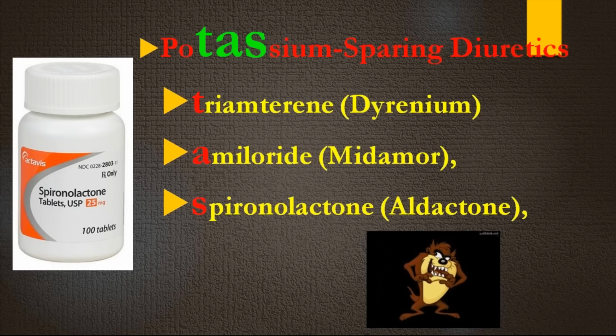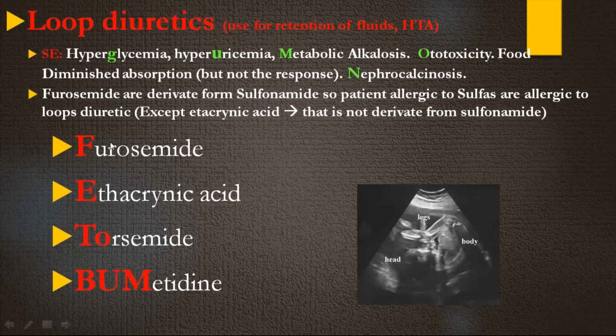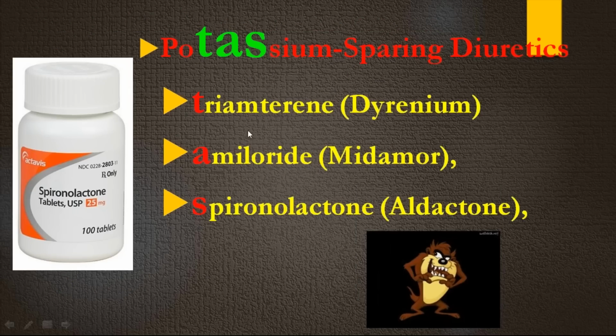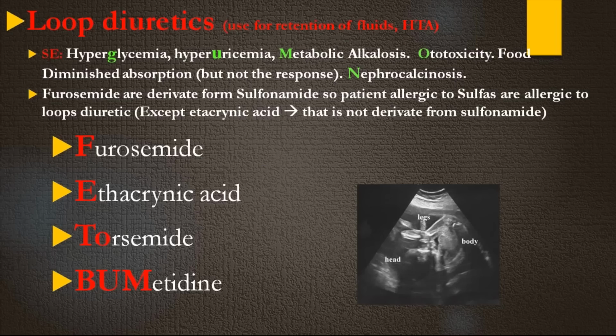So we have triamterene, amiloride, and spironolactone. Loop diuretics, we have furosemide, ethacrynic acid, torsemide, and bumetanide. One thing I want to tell you about potassium-sparing diuretics: we use them for ascites when you have liver problems. Why do we use them in liver problems? Because potassium-sparing diuretics are less hepatotoxic. Loop diuretics are more hepatotoxic.